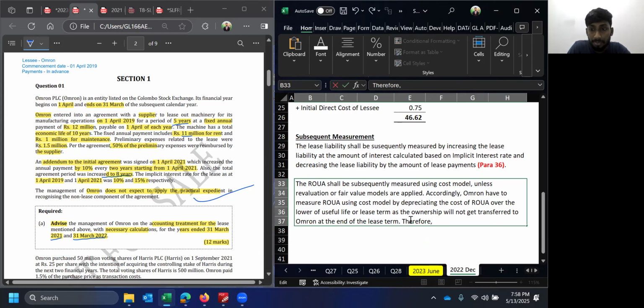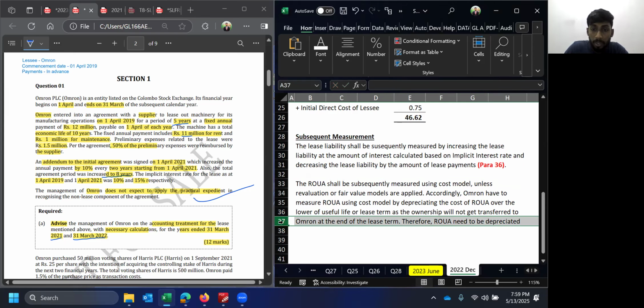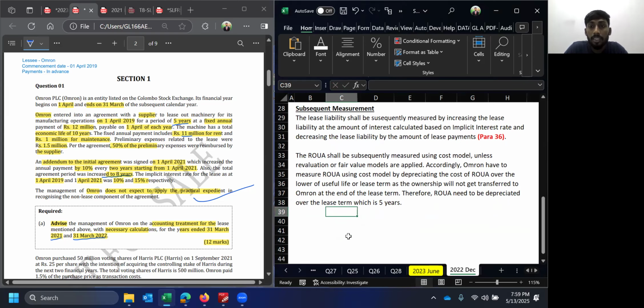Therefore, the right of use asset needs to be depreciated over the lease term, which is 5 years. Need to be depreciated over the lease term, which is 5 years.